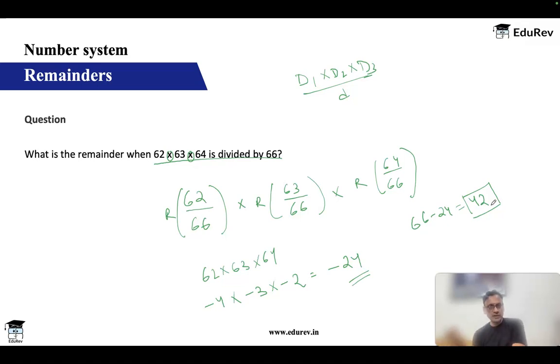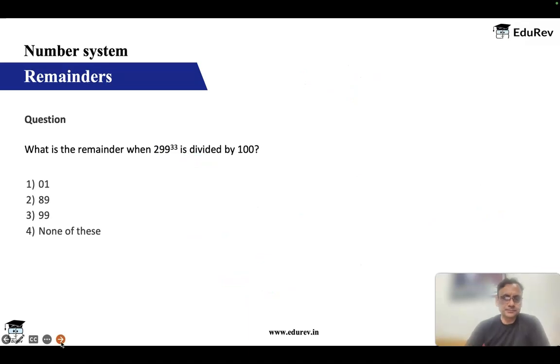Fine. So I hope we are clear here. This is one very simple application of negative remainders, and it is useful a lot of times, and we'll solve some more questions where we'll be taking negative remainders. Okay, fair enough. Let's move to the next question.